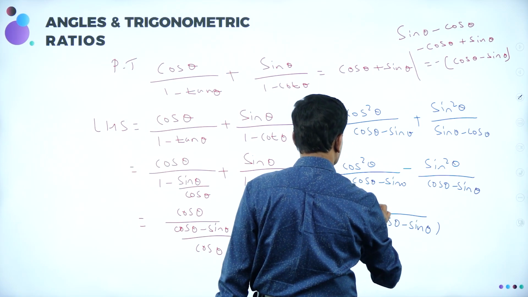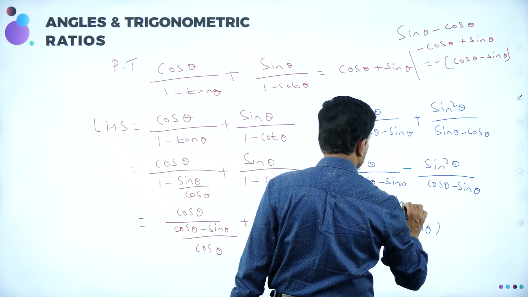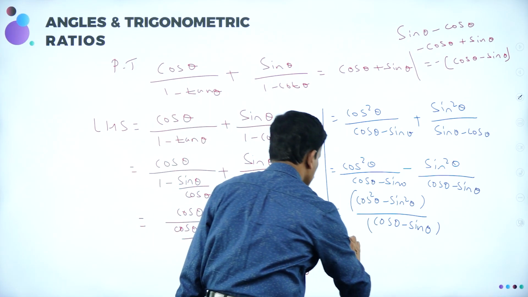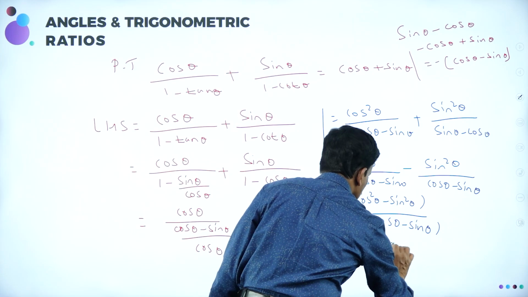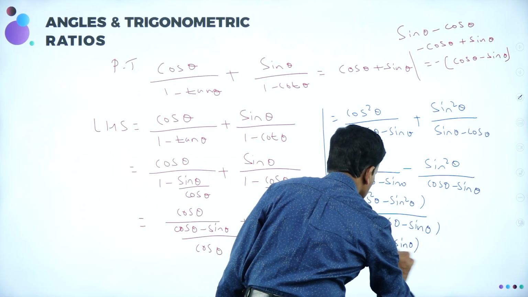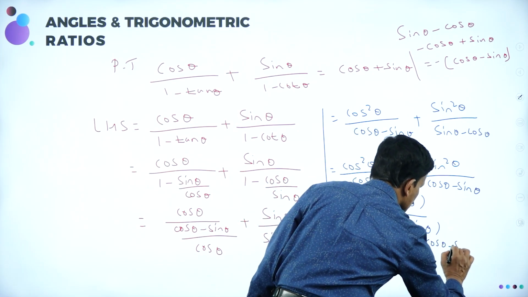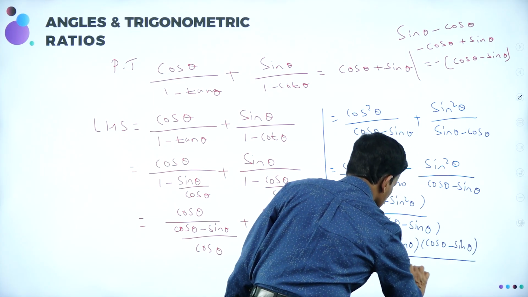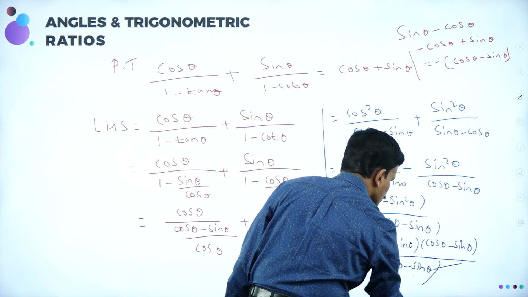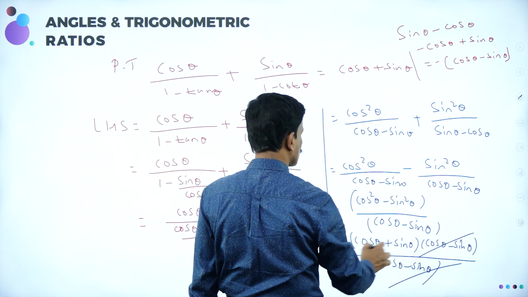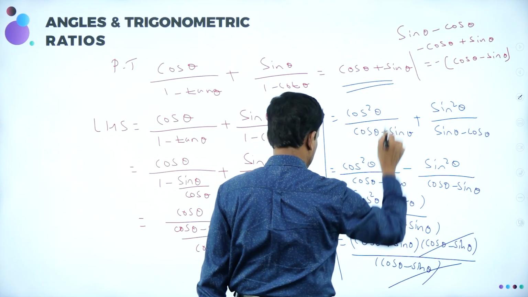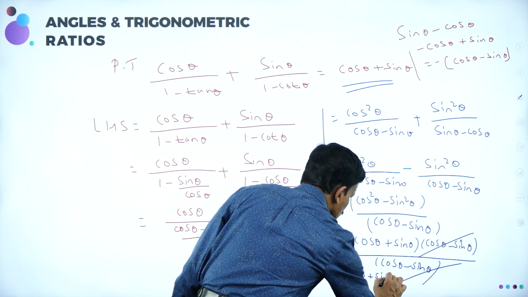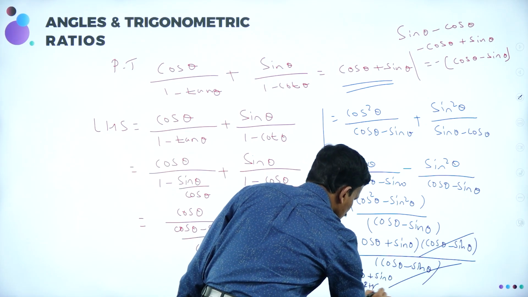These two get cancelled. Cos square theta minus sin square theta. Now what is cos square minus sin square? A square minus B square. That is nothing but cos theta plus sin theta into cos theta minus sin theta, divided by, in the denominator, cos theta minus sin theta. These two get cancelled. You will get cos theta plus sin theta as the RHS. So therefore the required answer is cos theta plus sin theta, which is the required RHS.